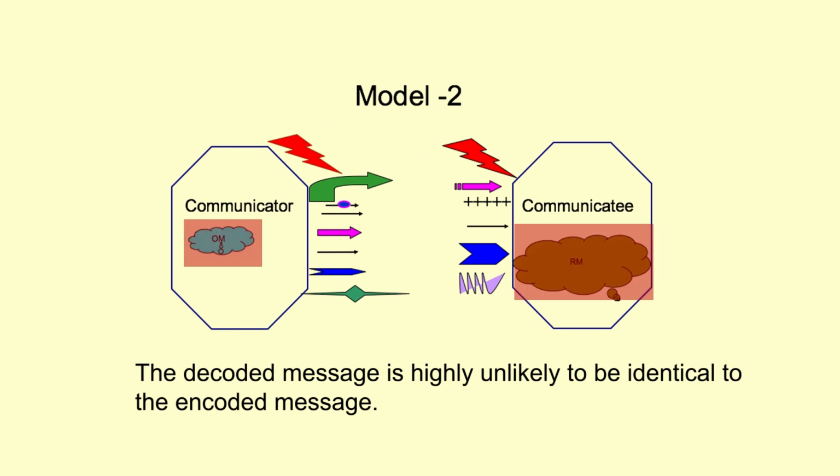Therefore, if you look at the picture, it is clear that as a result of decoding, the communicatee arrives at a message which is highly unlikely to be the same as the original message. Look at this, this is the original message, this is the received message. The decoded message is highly unlikely to be the same as the original message, right? The received message thus is always different from the original intended message. The reaction to it, the response to it, may therefore not be as desired.